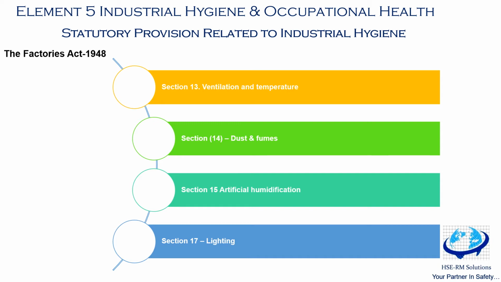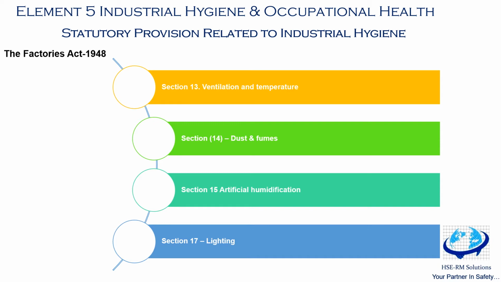See, whenever any activity is happening wherein there are chances of generating dust and fumes, it is obvious that we must protect against it and make sure that exhaust provisions are made available. Now coming to section 15, that is artificial humidification.